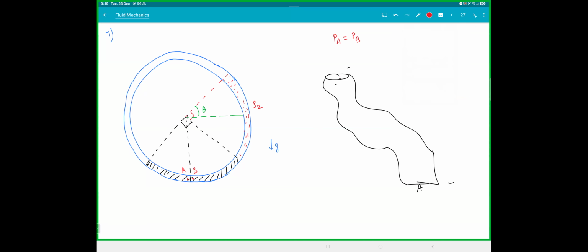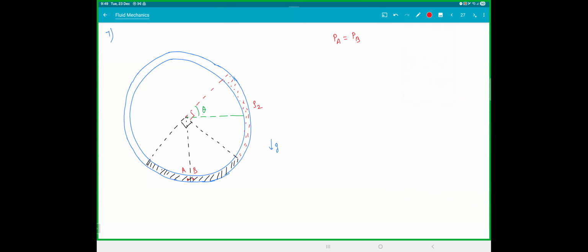See, start from here, go straight down. Let this height be H1. What is the pressure here? P naught plus rho g H1. Travel horizontally, the pressure will not change. Then come straight down. What is the pressure? Rho g H2. So what is the total pressure? Rho g times H1 plus H2, which is the total height. Are you clear with this? So it depends only on the vertical height. It doesn't depend on the shape.